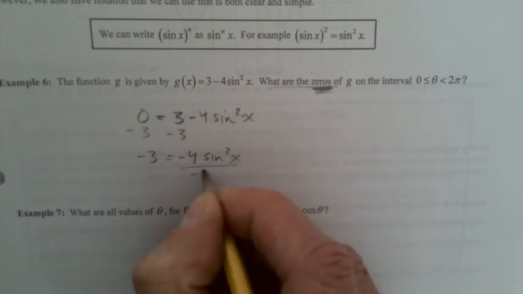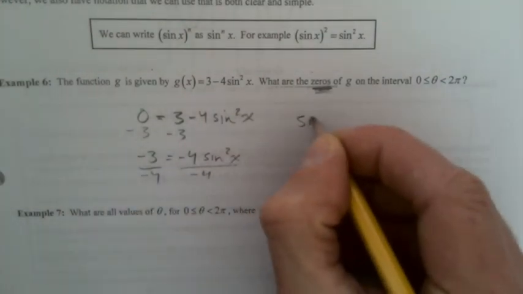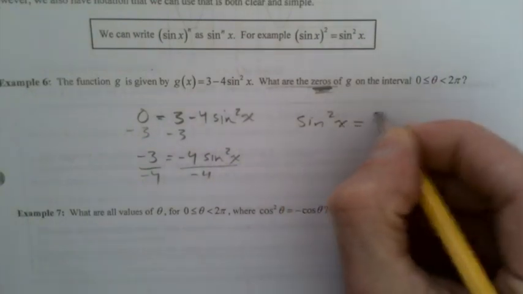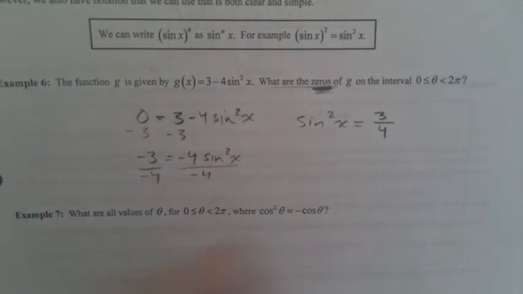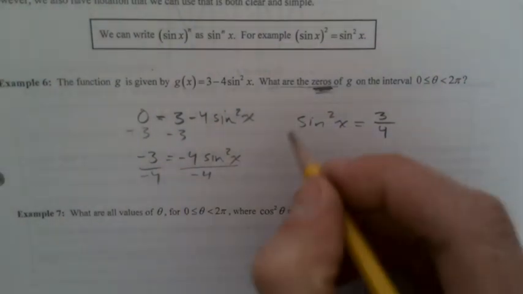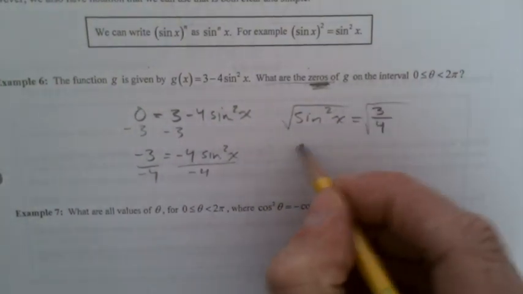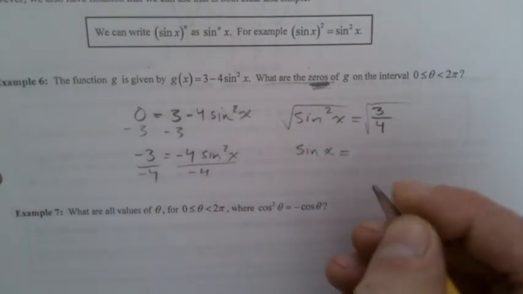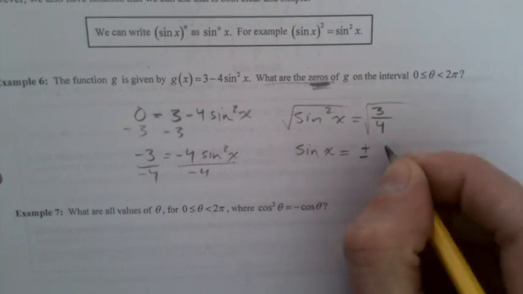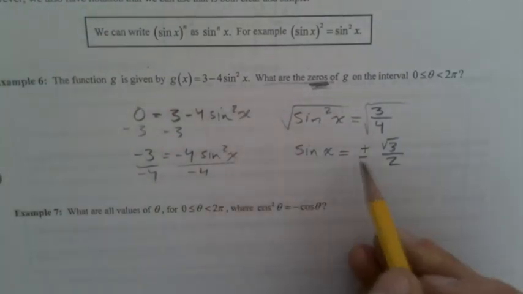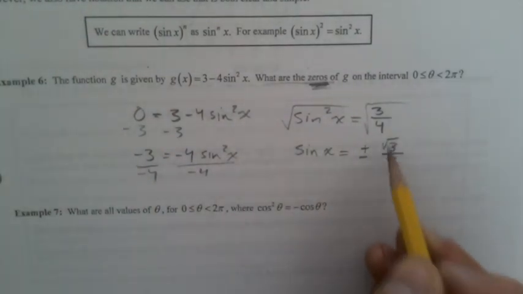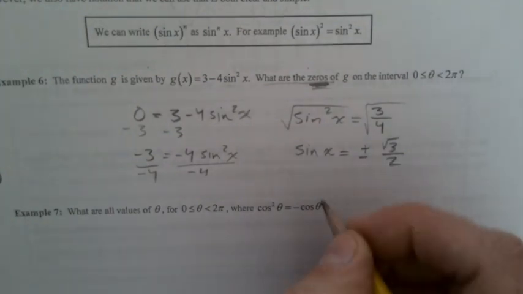Now I'm going to divide by negative 4 on both sides. Sine squared of x is equal to negative 3 over negative 4, which becomes 3/4. Now from here, what would we need to do to get rid of a sine that's squared? Well, you get rid of it by taking the square root on both sides. That leaves us with the sine of x is equal to a positive and a negative root 3 over 2. So now we need to find all the times that sine is either a positive root 3 over 2 or negative root 3 over 2.